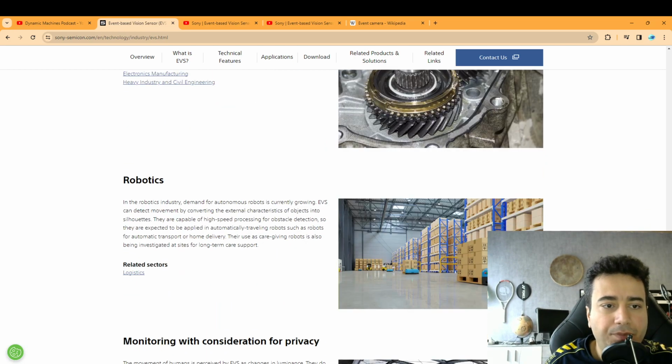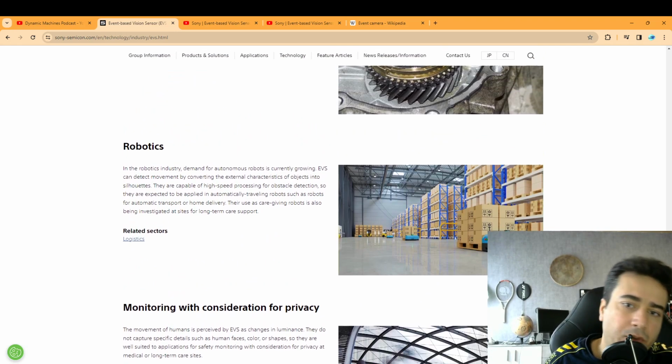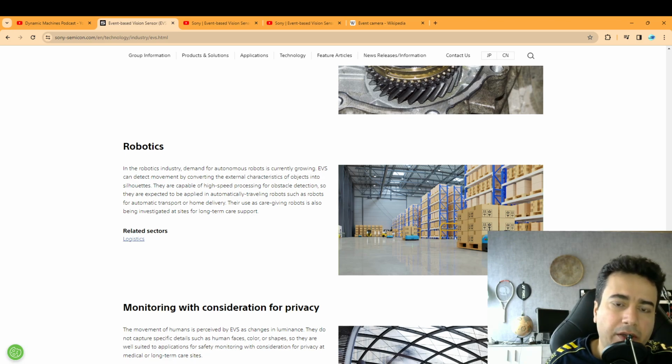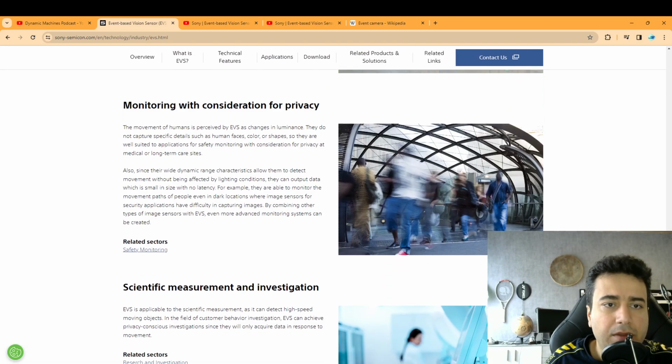In robotics, of course, the robot moves, and it's much easier to detect the edges when it is in motion, which is easier for the robot, especially in logistics or transport or home delivery, I don't know, with drones for example. A lot of things can be processed with very little computational power compared to what normal frame-based cameras take.